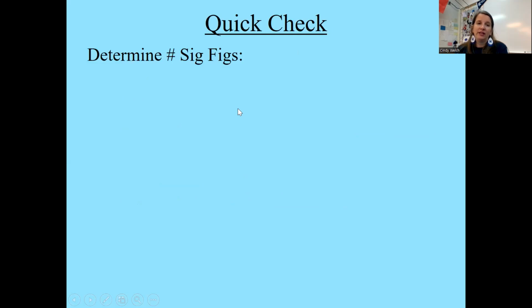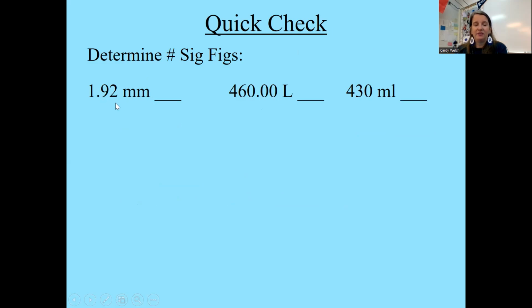So let's take a look here. This first number, how many sig figs does that have? It should just have 3. This middle number here, how many sig figs does that have? It should be 5. And then this last number, how many sig figs? It should be 2.